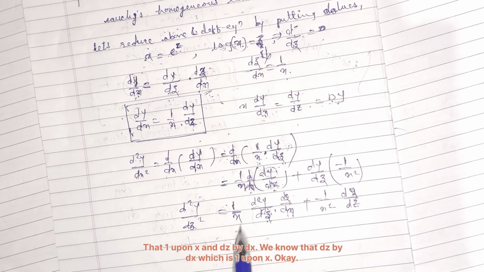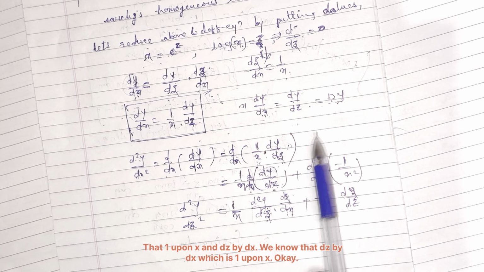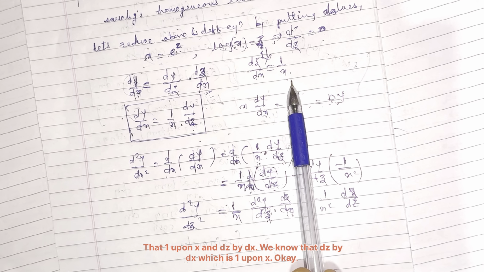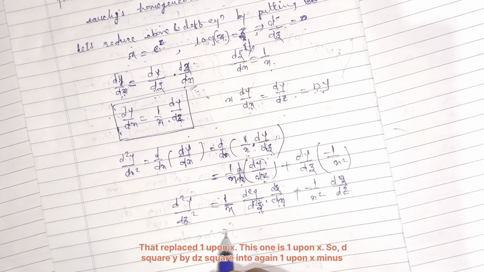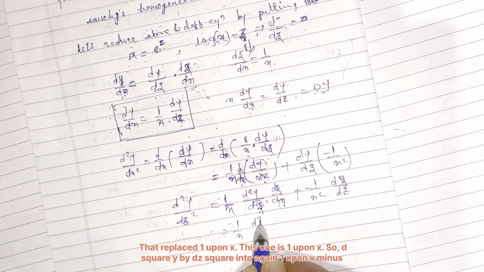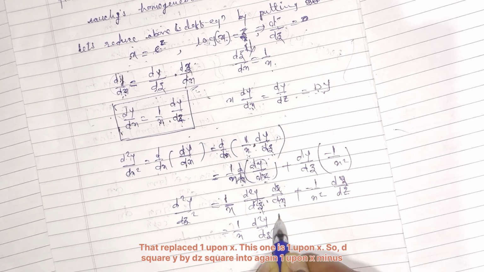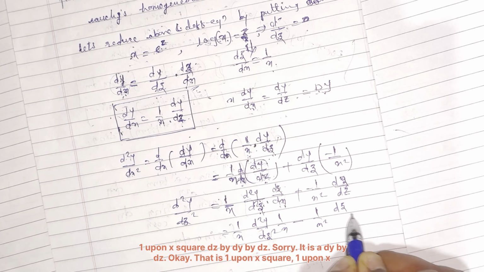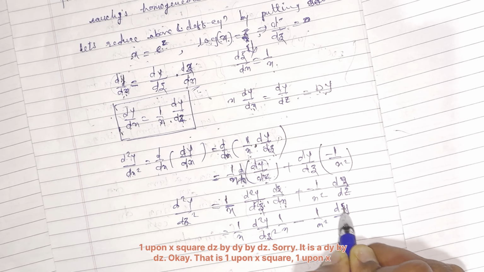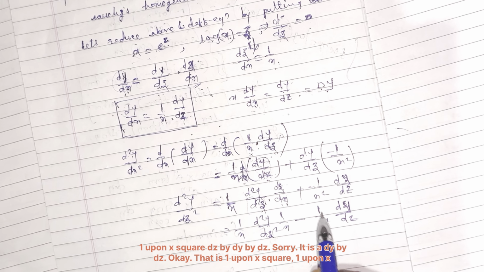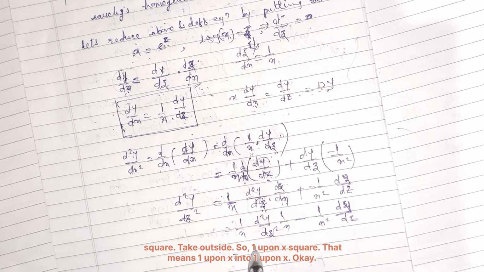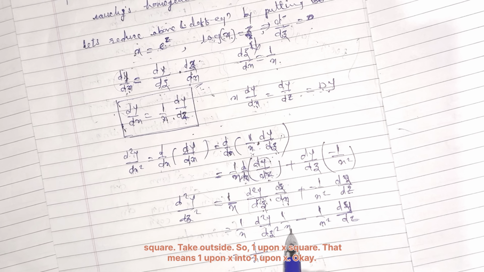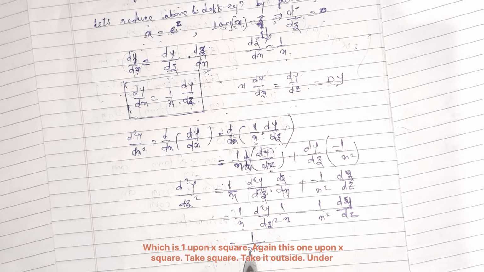That 1 upon x and dz by dx, we know that dz by dx is 1 upon x. So we replace it: d square y by dz square into 1 upon x, minus 1 upon x square dy by dz. Then we take 1 upon x square outside, that means 1 upon x into 1 upon x, which is 1 upon x square.